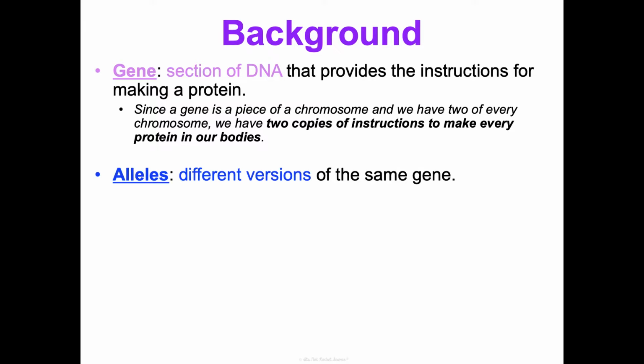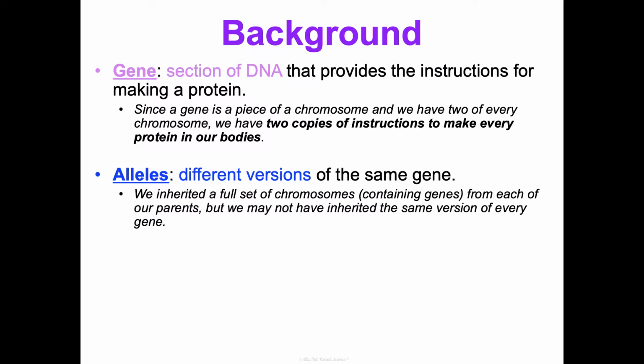So here's a new term, alleles. An allele is a different version of the same gene. So for example, we inherited a full set of chromosomes with all of our genes on them, thousands of genes from each of our parents. So we have 2 sets working together.